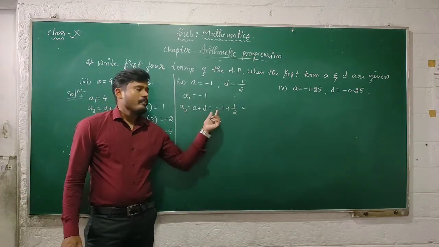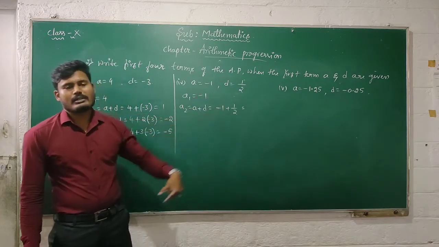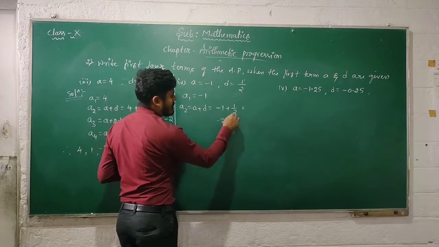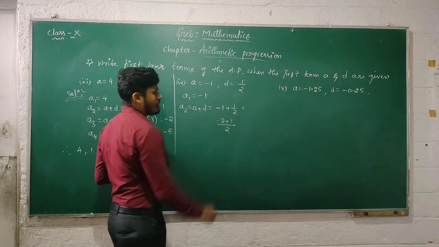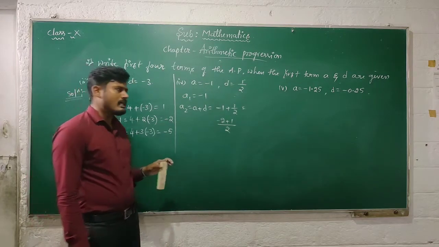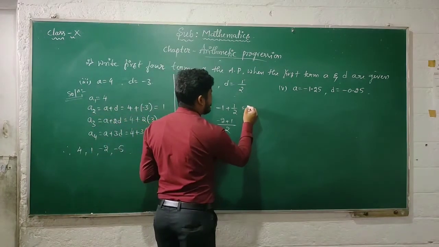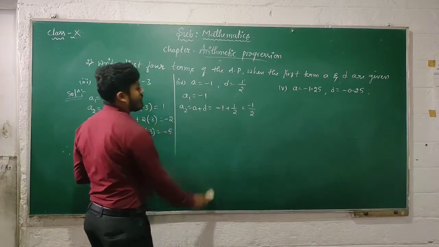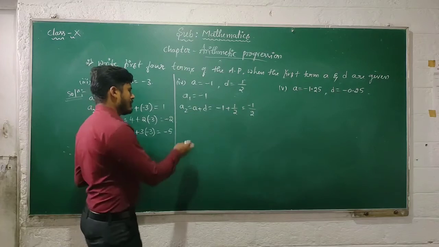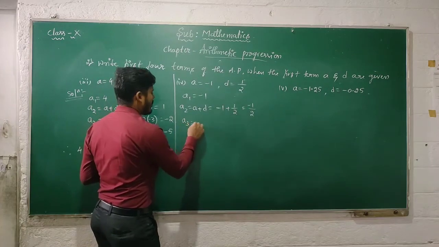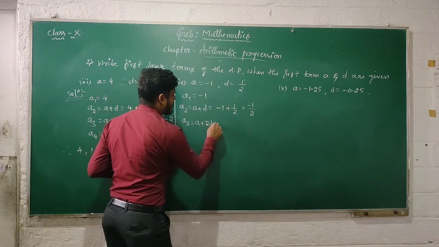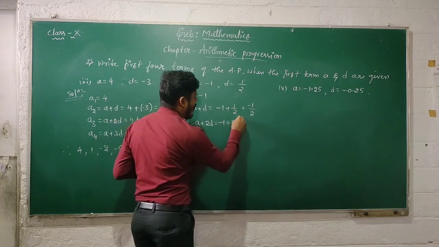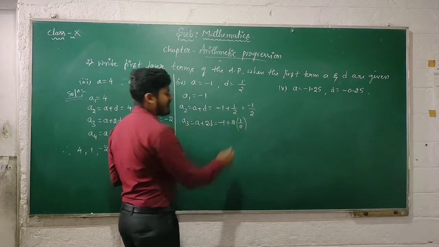This is the addition of a negative integer and a proper fraction. So 2 into minus 1, minus 2 plus 1, divided by 2. So minus 2 plus 1 is minus 1. So minus 1 divided by 2. Minus 1 divided by 2 is the answer. So then the third term, a plus 2d, this is equal to minus 1 plus 2 of 1 by 2, because the common difference is 1 by 2.